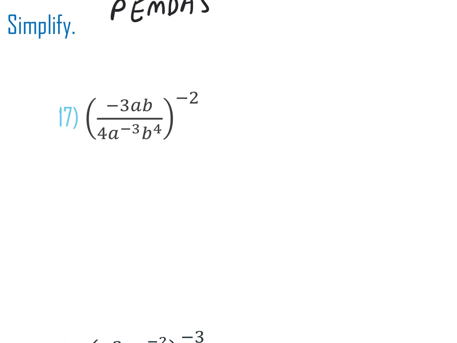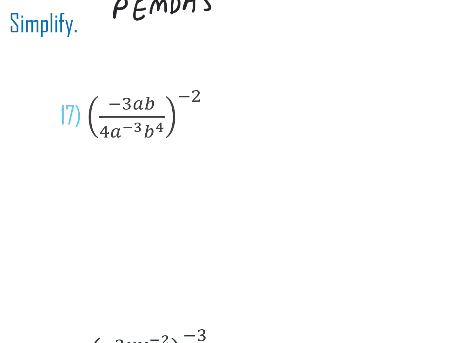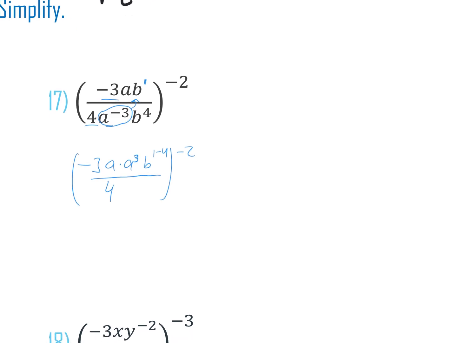All right, so if you look at 17, let's check the inside. If I do coefficient with the coefficient, that doesn't simplify, right? But I can do a with the a. I can move that a to the top. So I can do negative 3a times a to the 3rd. And then I can do b to the 1st minus b to the 4th. I'm sorry, b to the 1st minus 4. So I'm just using my exponent rules.